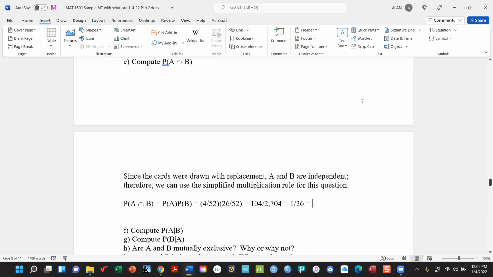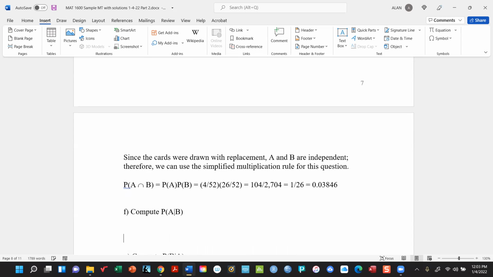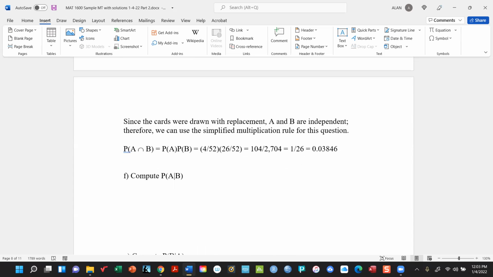Otherwise, if you want to, you can rewrite it as 0.03. This is fine too. Okay, but it means the same thing. All right, so I'd say that one was kind of borderline tricky, but it wasn't that bad. I don't know if that one is on the test or not, but that was the key to the whole thing. The fact that the cards are drawn with replacement means that the draws are independent of each other, and therefore we can just use the simplified multiplication rule.